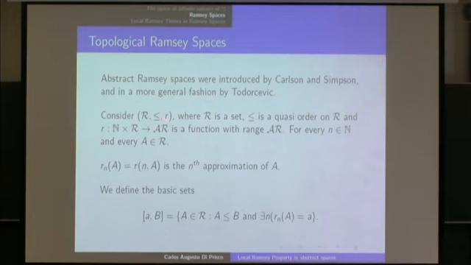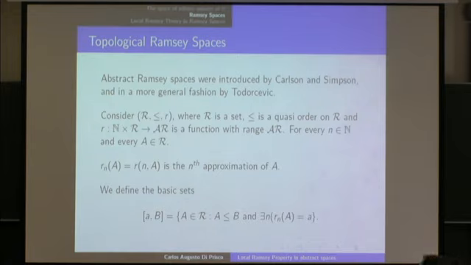This is very abstract because I'm not saying what R is, I'm not saying what the approximations of elements of R are, but the idea is that if we have an element of R, then this function says that for every n we have the nth approximation of the set A. I will give some examples shortly, but the idea is that in this very abstract framework we can define basic sets in a similar way as before, saying that if we have an approximation and an element of the set R, then the basic set is the collection of all elements of R which are below B and which have A as an approximation.